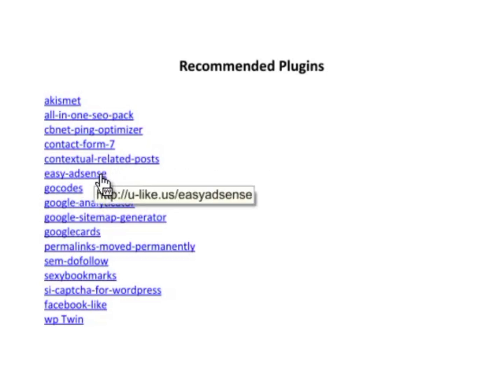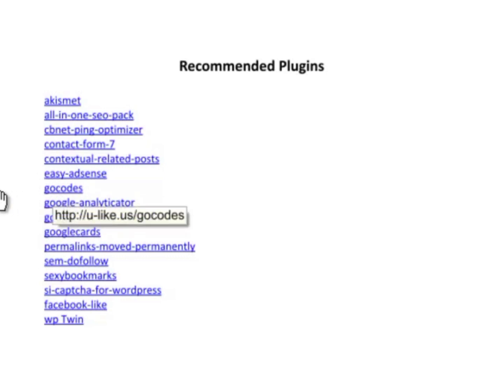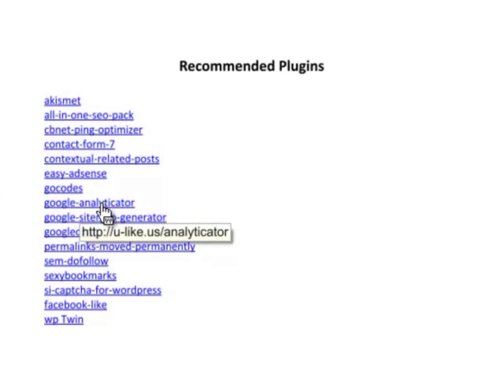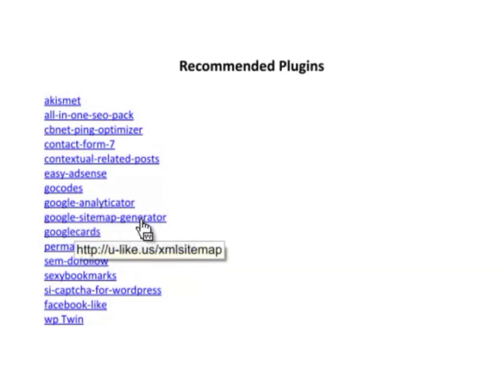Easy AdSense is great for Google AdSense, putting those ads up. Go Codes is a great redirect script for affiliate links. Google Analyticator is a great way to easily install Google Analytics on your WordPress website. The sitemap generator generates a sitemap that's compliant with Google Webmaster Tools, Yahoo Site Explorer, and Bing Webmaster Tools.